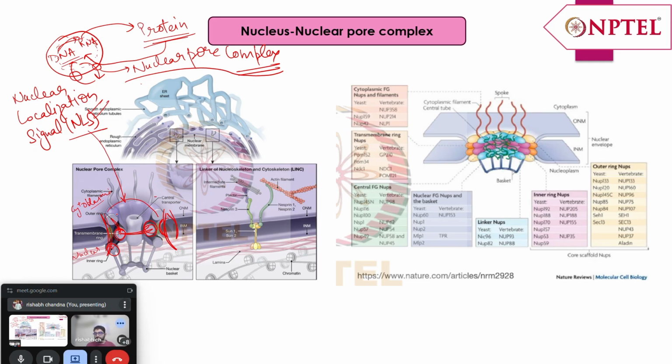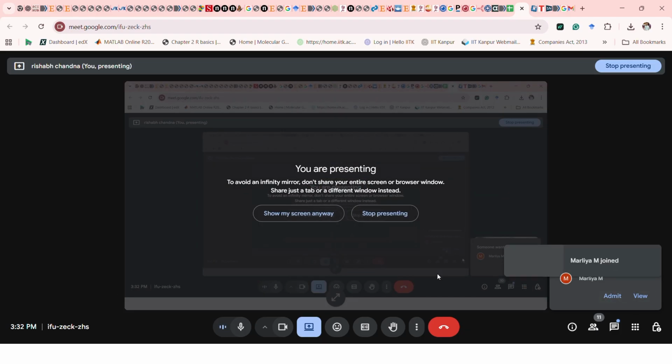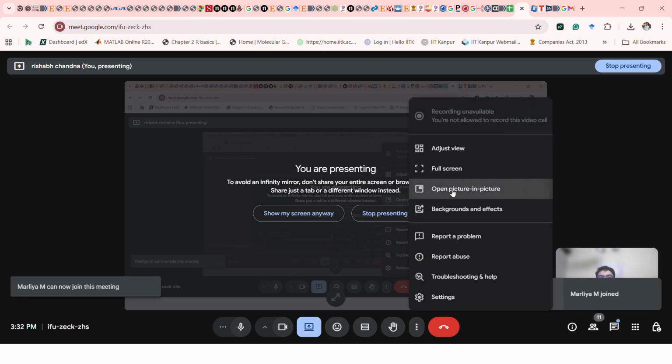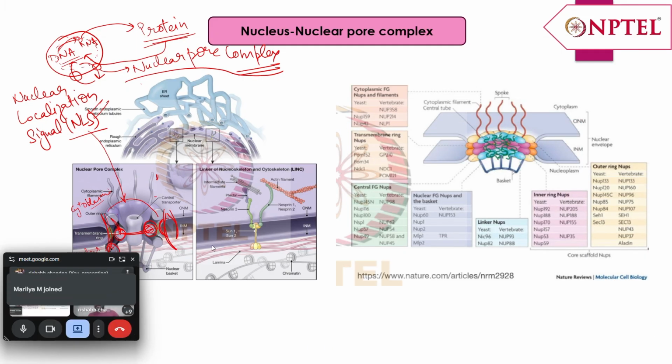The one is the outer ring that is actually in contact with the cytoplasm, the transmembrane ring that is maintained in the membrane of the nucleus, and the inner ring that covers the inner leaflet of the nuclear membrane, and it is in contact with the nucleus. Okay, in the nucleoplasm basically.